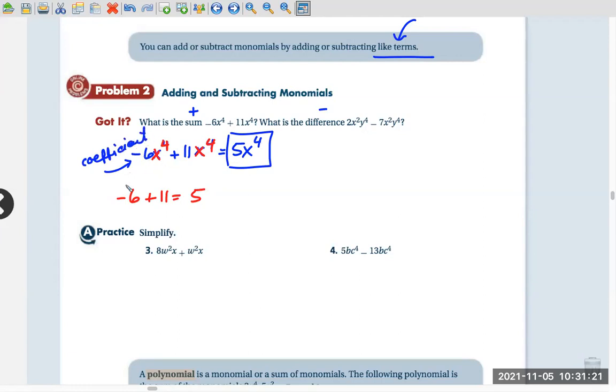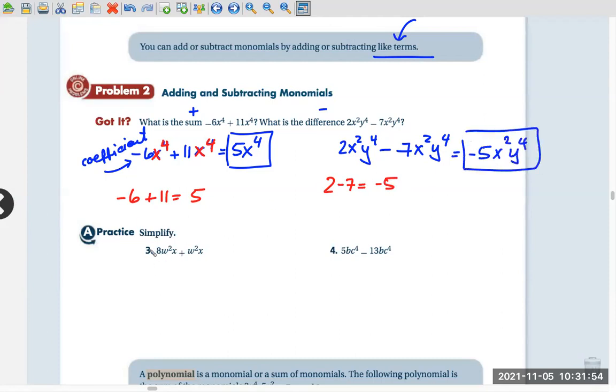The number in front of the variable is called a coefficient. All right, the difference is over here: 2x squared y to the 4th minus 7x squared y to the 4th. We have the same variables raised to the same power. So all we do is take 2 minus 7, which is -5. So this would mean it's -5x squared y to the 4th.